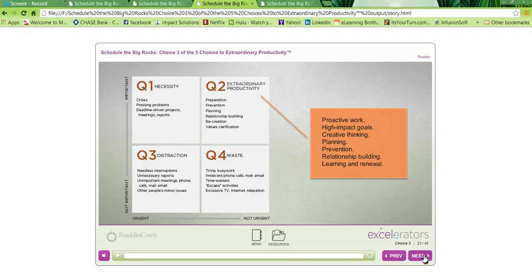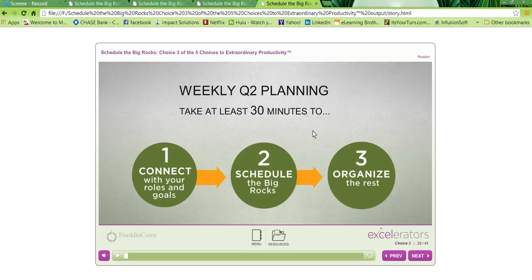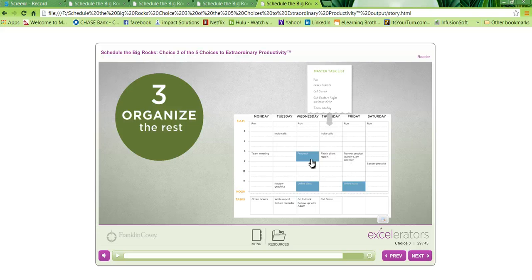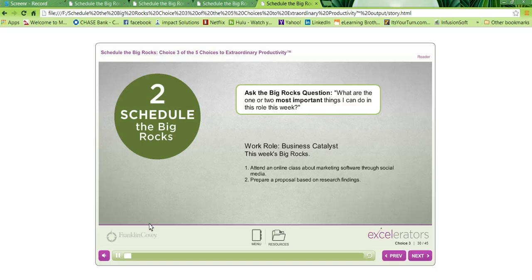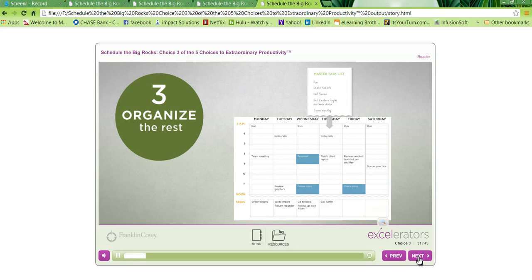So let me show you how we helped really drive this point home with learners in this course. One of the learning objectives for the course was that the learners had to not only identify their big rocks, but then schedule them. That was a critical thing for us and for our client. Let me show you how we use Storyline to help do that. So we talk through this concept of the big rocks. We discuss how important it is to actually calendar your big rocks once you've identified them. We make sure the learner knows we're looking for the 1 or 2 most important things I can do in my role in a given week, and then get it calendared.